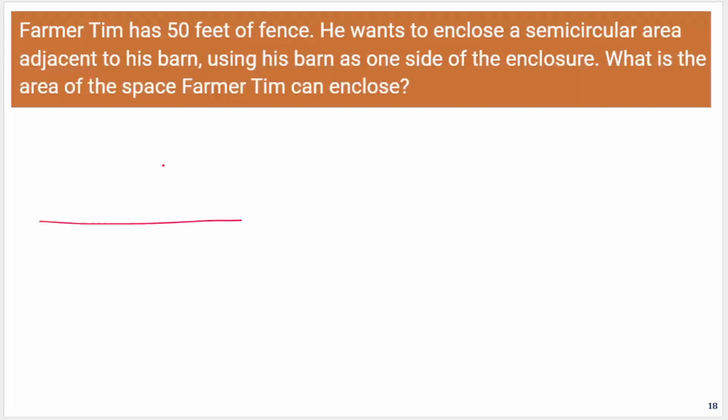You could draw a diagram to illustrate the situation. Suppose this is one side of his barn, and this is an enclosure, right? Which is a semicircular area. And the total length of the fence is 50 feet. Okay, I'll give you 1 minute to solve this problem. And once you finish, please give me your answer in the chat box, okay?